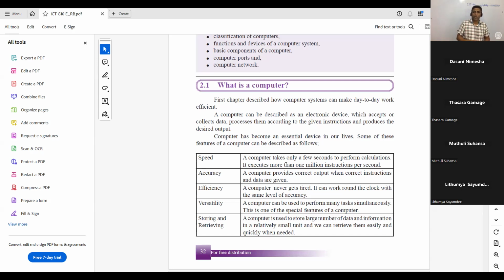Nothing to worry about that, right? Your computer will take care of the accuracy, so you don't have to worry about that. First thing you need to remember, you have to enter exactly correct data, right? And the next one, speed, right?